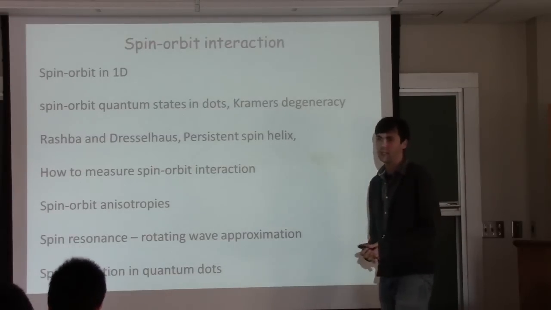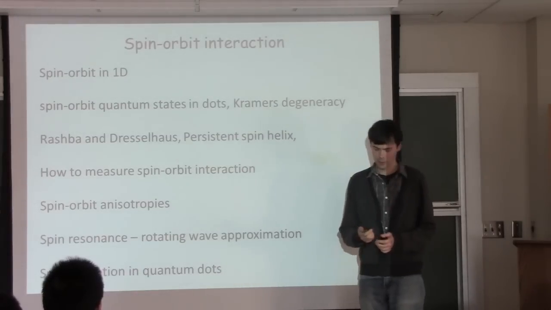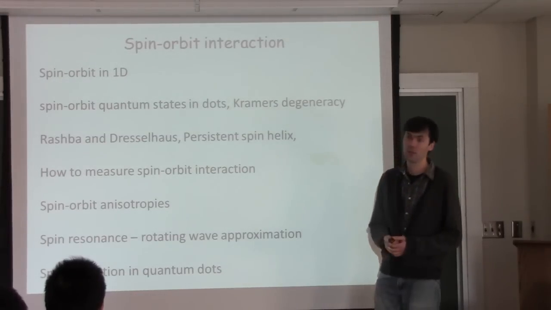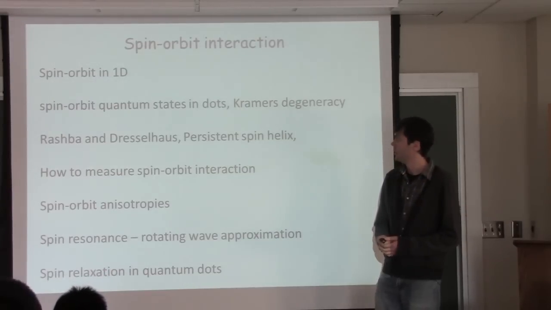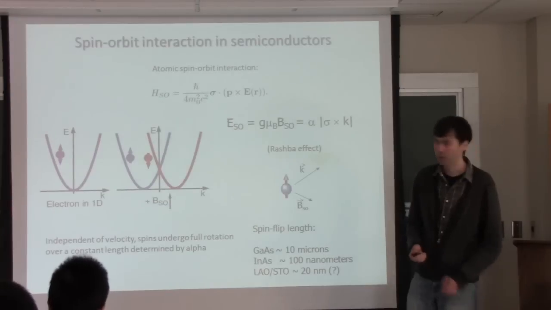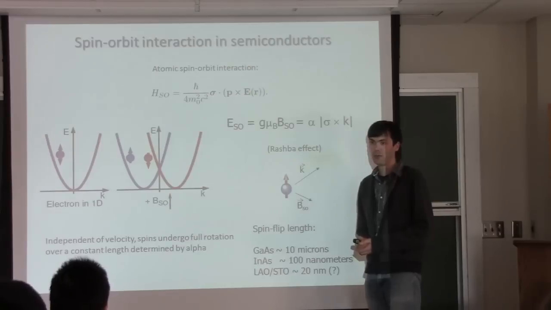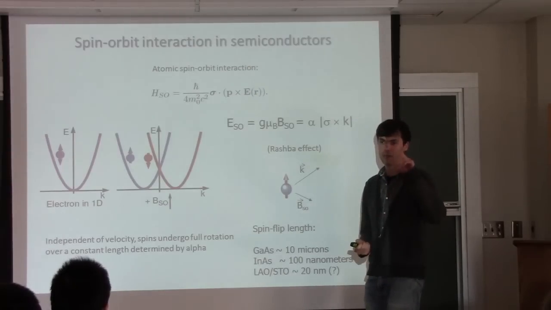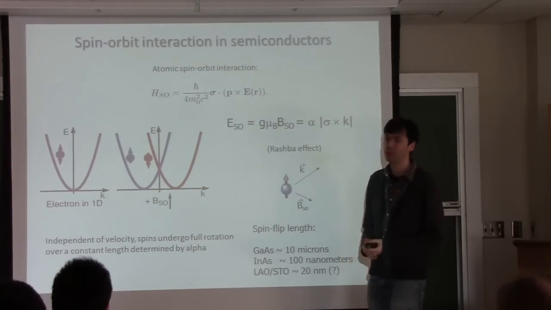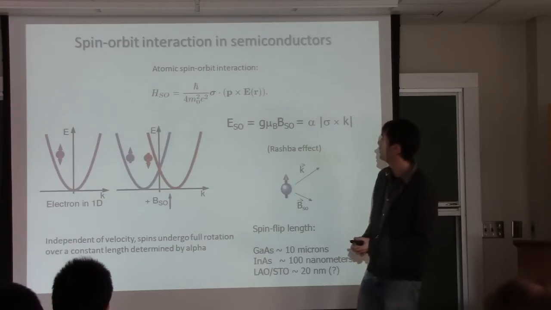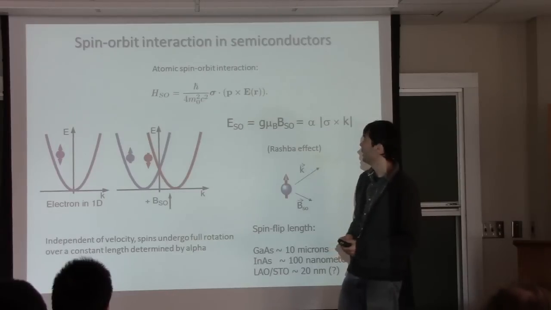We're going to do a whole lecture on spin-orbit interaction and how it manifests in quantum devices. What effects can you see in semiconductors? You all know spin-orbit interaction from atomic physics. It splits energy levels in atoms. It has a relativistic nature. You may remember this formula from your basic physics.